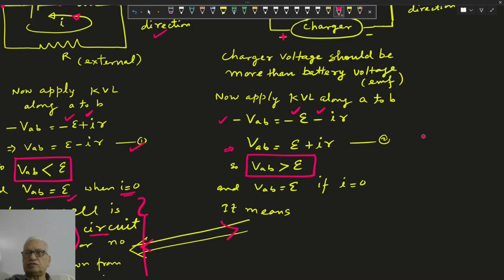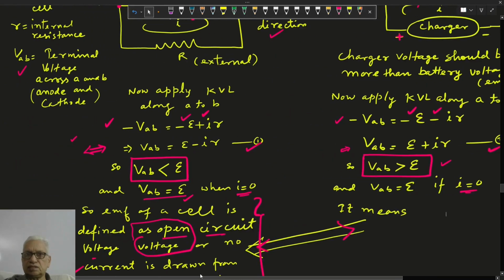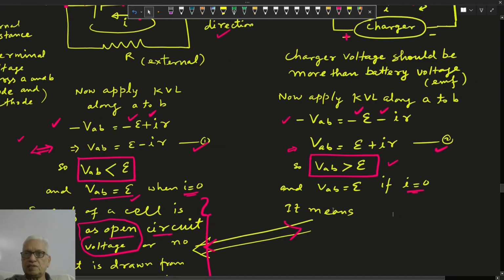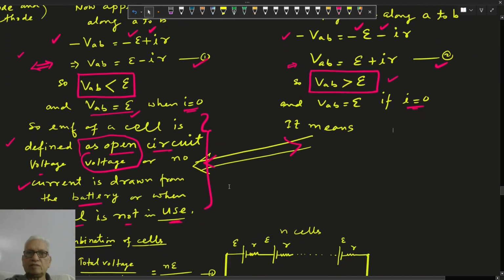Now here from equation 2, VAB is more than E, the terminal voltage is more than the EMF in case of charging of a cell or battery, and VAB is equal to E if current is zero. If current becomes zero, then again the same definition holds. Terminal voltage is the open circuit voltage, whether we talk about charging or discharging, the current is zero. So open circuit voltage is called the EMF of a cell.